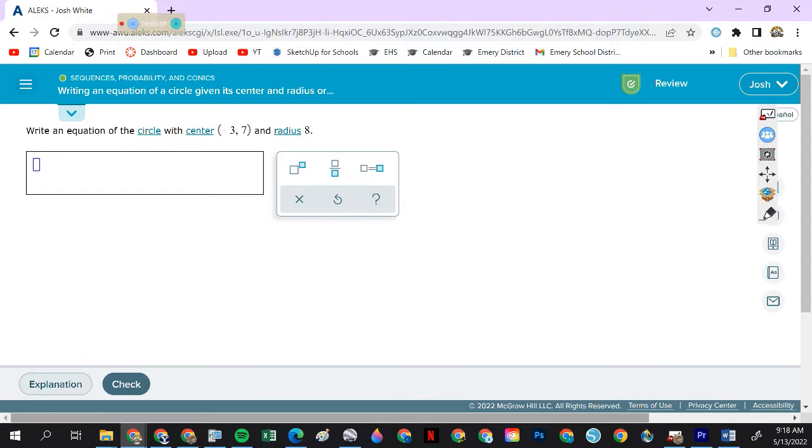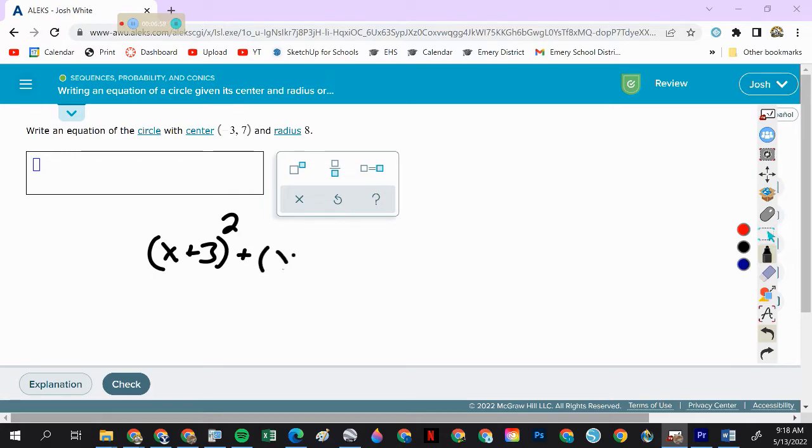Okay. This circle will be x plus 3 squared plus y minus 7 squared is equal to 64.